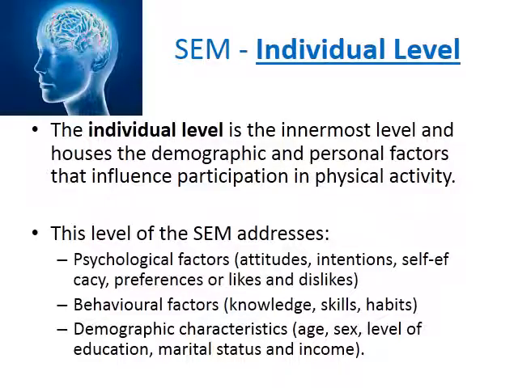The individual level of the social ecological model is also sometimes referred to as the intrapersonal level, and that's because it incorporates the things that are specific to each individual. So we're talking about psychological factors of the individual: their attitudes, their intentions, and their self-efficacy is a big one because that relates to the confidence they have in themselves to go out and be active. The things they like, the things they don't like, their behaviours, what's their knowledge like? Obviously, a person that's more knowledgeable about the benefits of physical activity is more likely to engage in it.